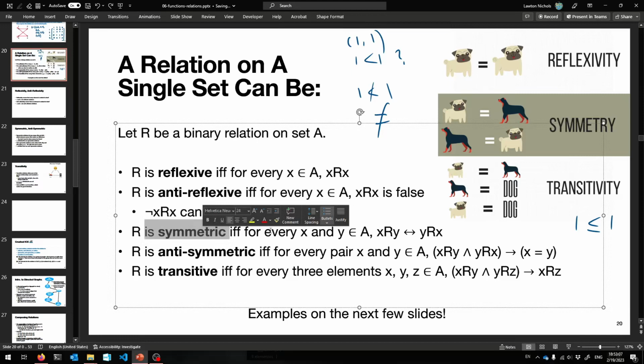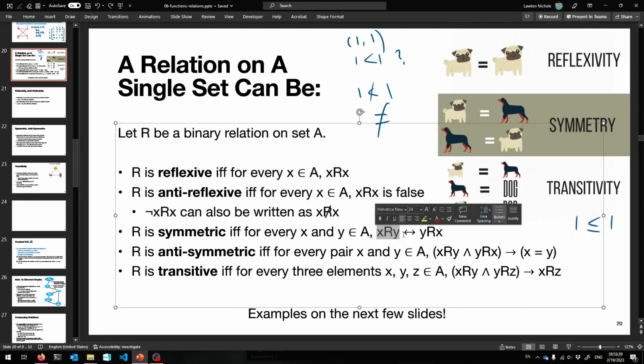Symmetric: a relation R is symmetric if and only if for every x and y, if x is related to y, it's also related to x, and vice versa. This is an if and only if relationship. If you have x and y related in this order, you then must have y and x related in the opposite order. That's a symmetric relation, okay? Can you go the other way?